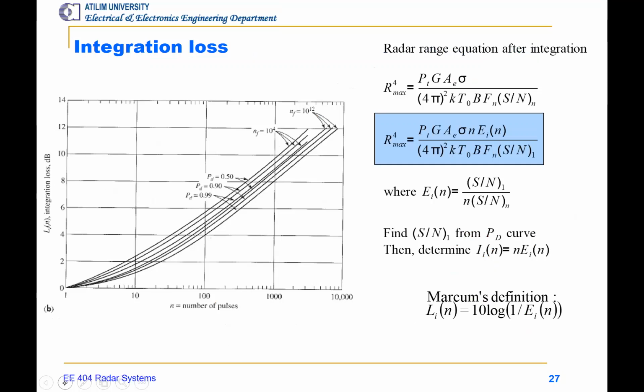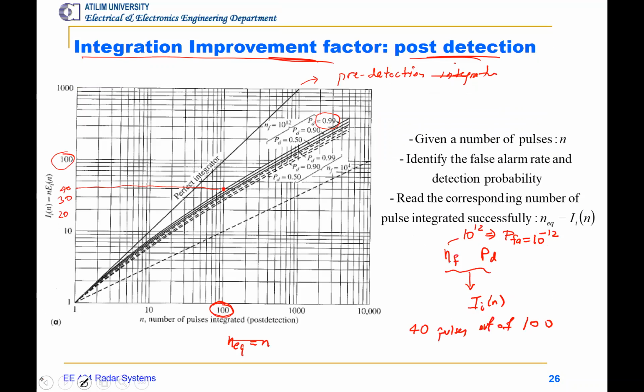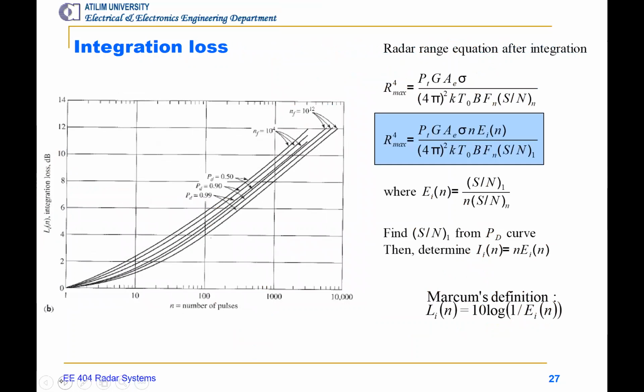Now we can define integration loss, because as we said earlier, this was the integration improvement factor, but it actually gives us how much loss we have out of 100 pulses in this case. Out of 100 pulses, we lost 60 pulses actually. So the inverse of this will give us the integration loss, which is usually given as LI N.